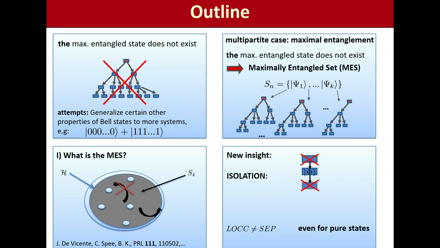Then I want to briefly discuss what the maximally entangled set is, how we can characterize it, and what it looks like. From this we will obtain some new insight in multipartite entanglement, for instance, that there exists isolation, which means that you have a pure state psi, and you cannot transform it with LOCC to any other pure state, unless you do LU, but I exclude LU, as I said. Moreover, we will see that LOCC is not equal to SEP, even in the case of pure state transformations. That was not known before, because this is a result for mixed states that I showed you before.